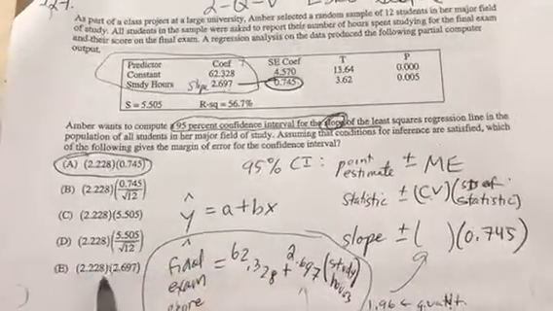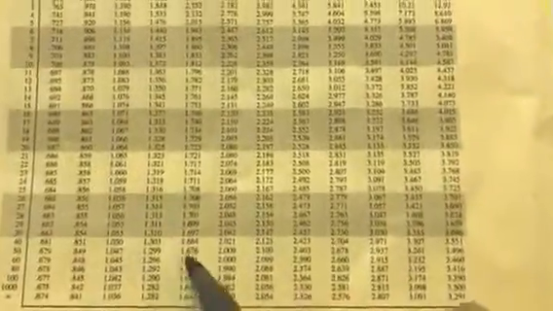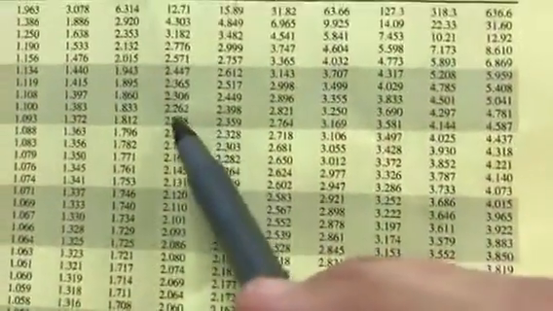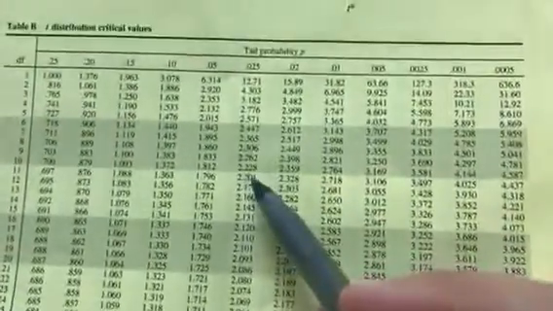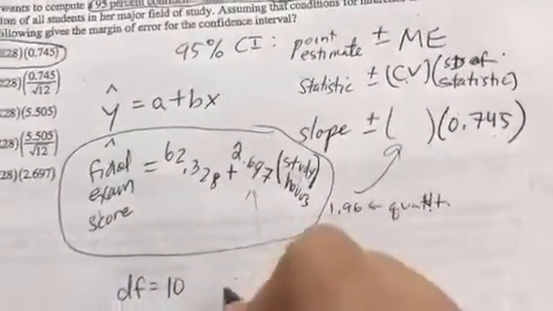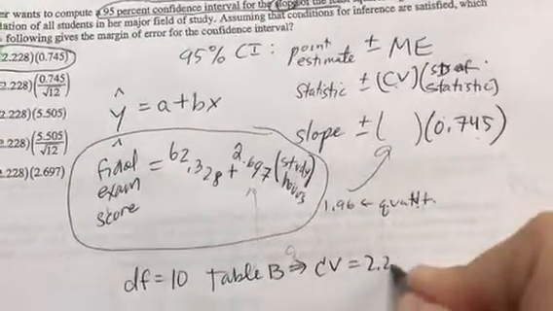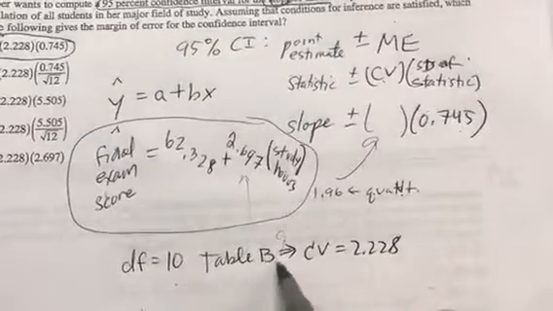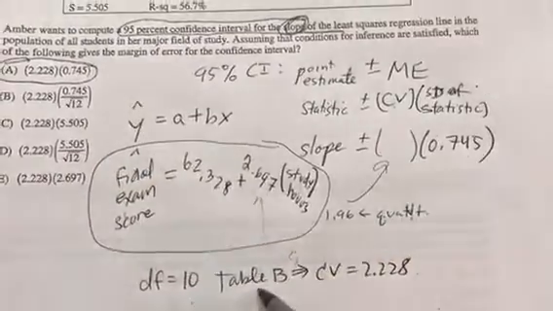But I also want to talk about where this number came from, because that's important too. I'm going to go back to my table and look for that number, 2.228. There it is, and interesting, it is on the line of 95%, and it's on the degrees of freedom of 10. So with 10 degrees of freedom, table B gives us a critical value of 2.228, and that's definitely my answer. And I'm saying to myself, what? Where'd that come from?